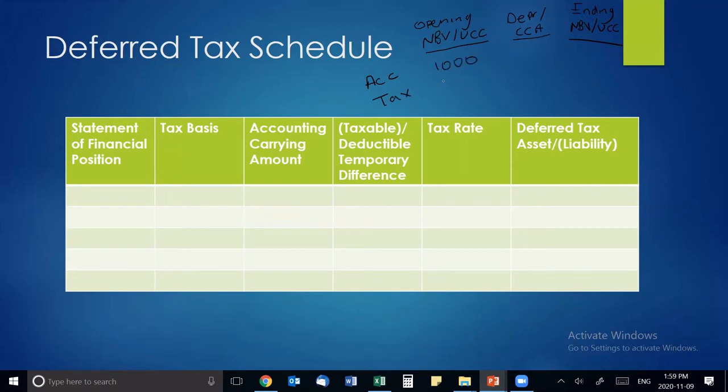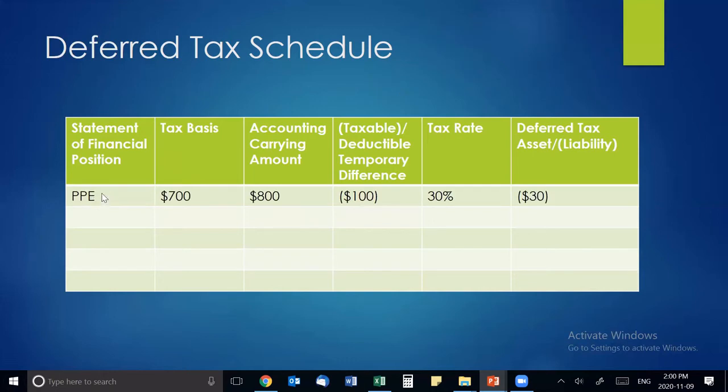If you look at the previous slide, we bought the asset for $1,000. We took depreciation in the first year of $200 and CCA of $300. So therefore, our ending net book value is $800 for accounting, and our ending UCC is $700 for tax. Okay, so we need these numbers because that's going to develop what our tax basis and accounting carrying amount is. The difference between this depreciation and CCA is going to fall under our PPE account.